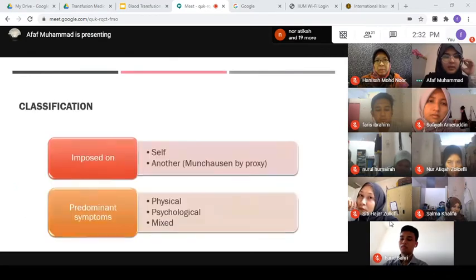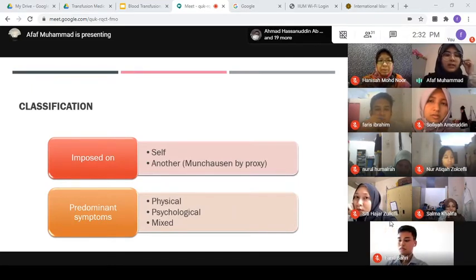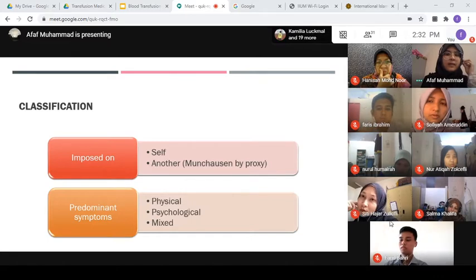For the classification, according to the DSM-5, it's divided into two. First, it can be imposed on oneself, and also it can be imposed on another. Usually this one is also called Munchausen by proxy, for example a mother imposing the sequelae onto her child. Previously in the DSM-4, they also divided it according to which symptoms are most predominant: physical, psychological, or a mixture of the two.